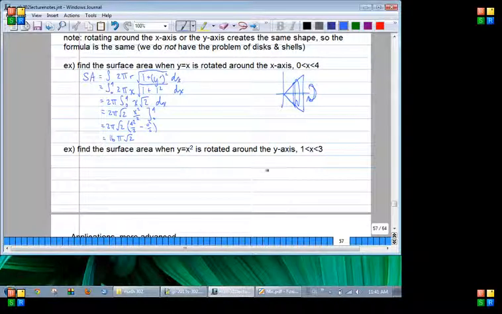What about when we rotate around the y-axis? Y equals x squared, but I'm going to rotate around the y-axis. Well, you get a frustum, but around the y-axis, and you set it up exactly the same. You can still do dx. So the surface area equals the integral from 1 to 3 of 2 pi r square root of 1 plus y prime squared dx. Now, what's the radius in this case?